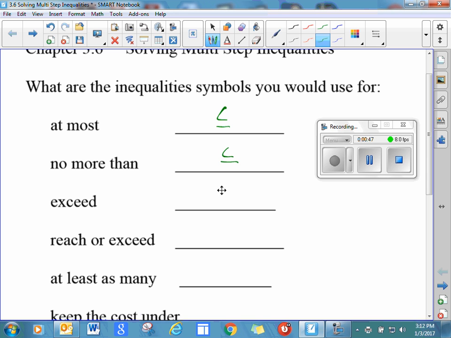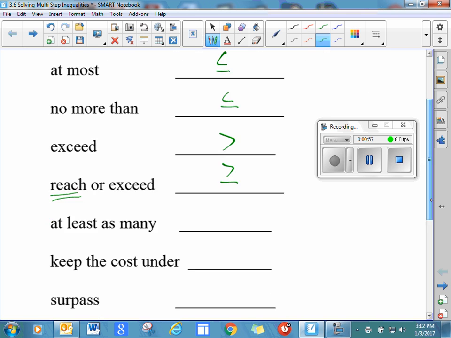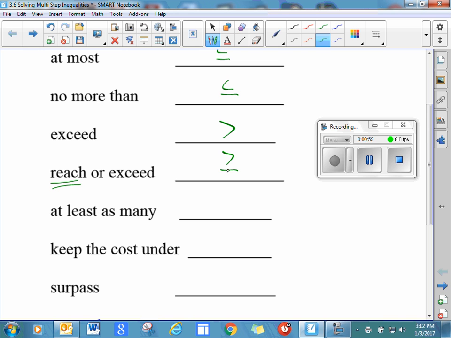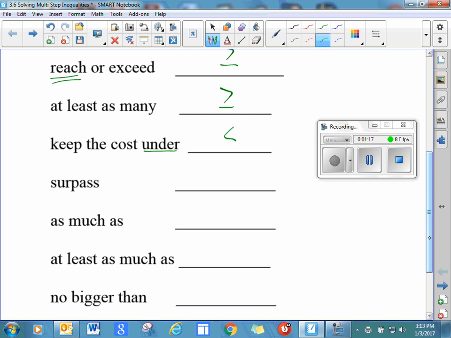Exceed means go beyond, so greater than. Reach or exceed, so that word right there puts the straight line underneath the inequality symbol. That means you can be at the same number or more than. At least as many as, that's greater than or equal to. Keep the cost under. The word under means less than. Surpass means to be bigger than. Surpass means you are greater than.